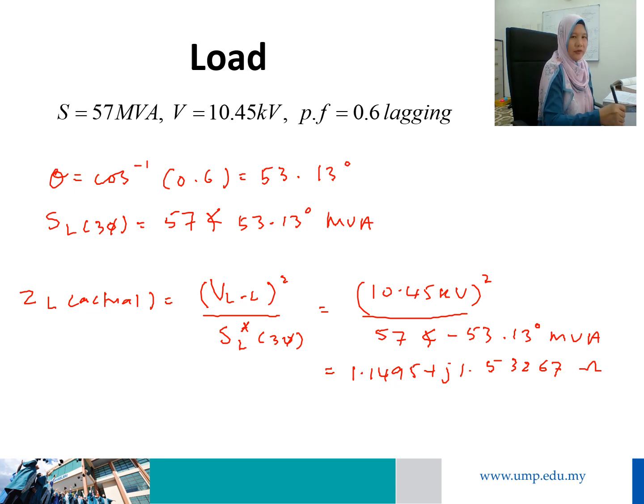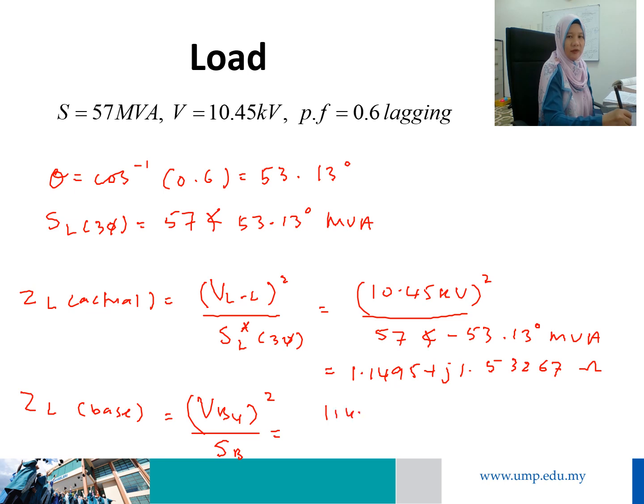And then calculate the base value for the load, which is equal to V base at region number 4 squared divided by the base power. So V base at region number 4 is equal to 11 kV, divided by 100 MVA. So we get the base value for the load impedance equal to 1.21 ohm.